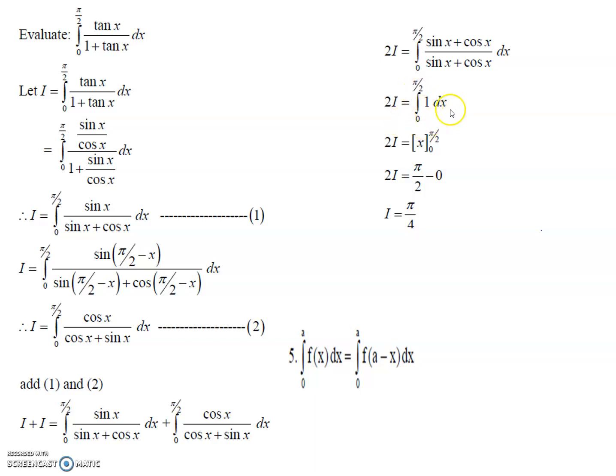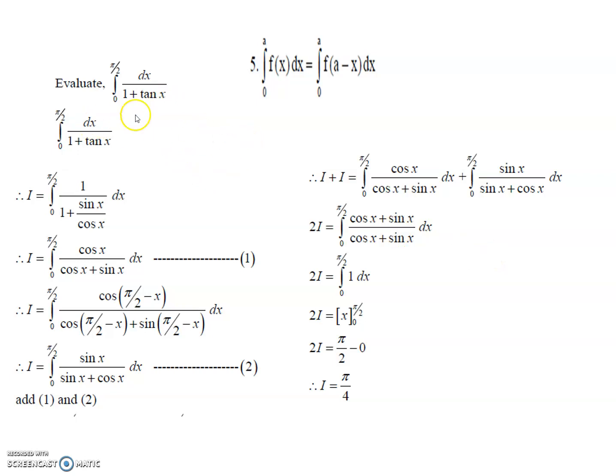So the integral from 0 to pi by 2 of 1 dx is there. We have to know that the integration of 1 is x. So with lower limit 0, upper limit pi by 2, instead of x put pi by 2 minus 0. So I is equal to pi by 4 is the final answer.